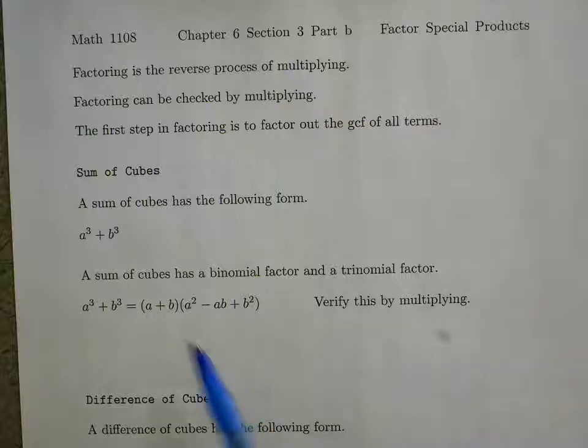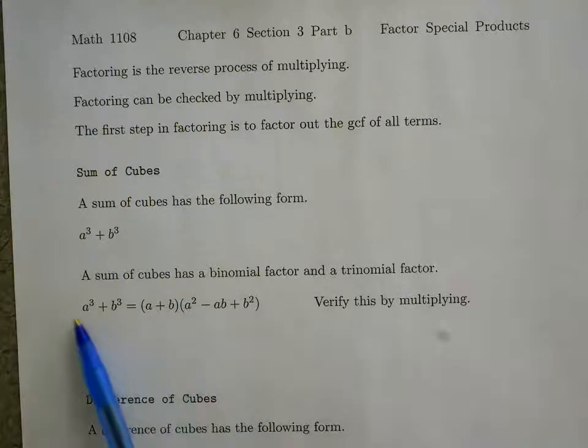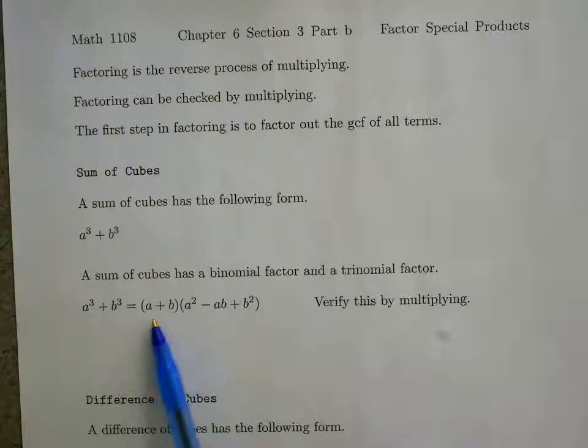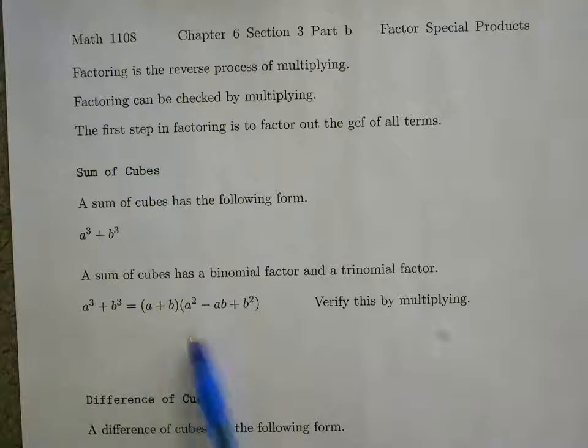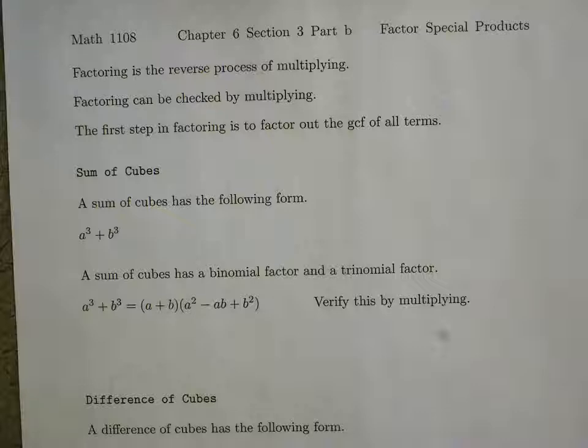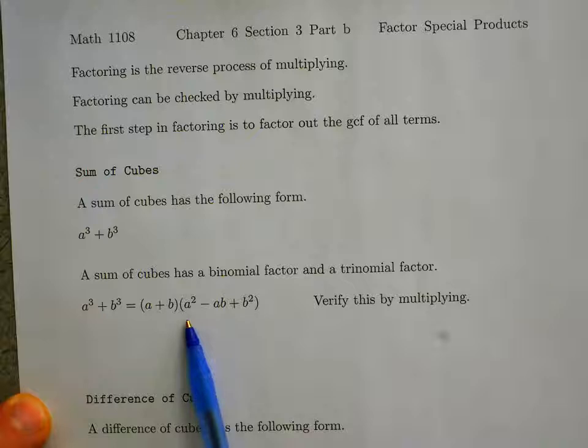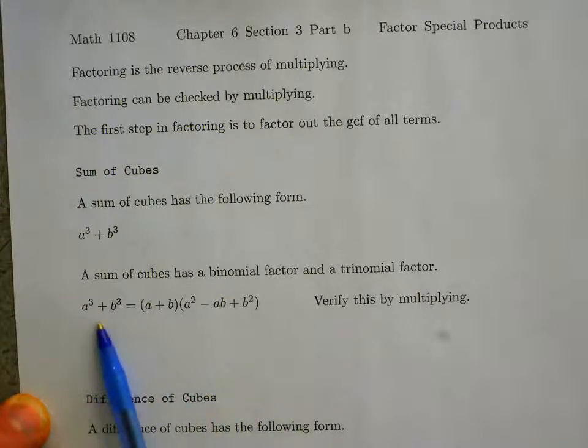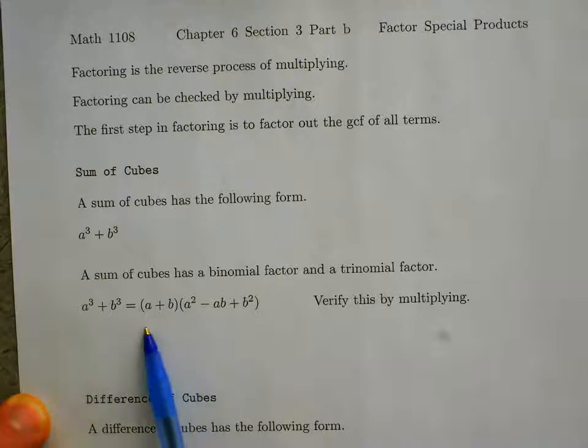So in a case like this, if the greatest common factor of the two terms a to the third and b to the third is 1, then the complete factorization is a plus b times a to the second minus ab plus b to the second, if you're only factoring over real numbers. Okay, we can verify that a plus b times a to the second minus ab plus b to the second is equal to a to the third plus b to the third if we multiply.